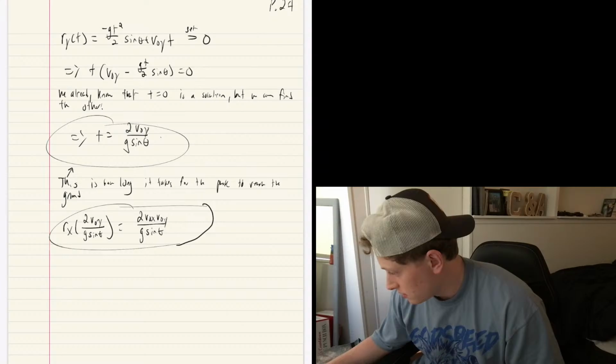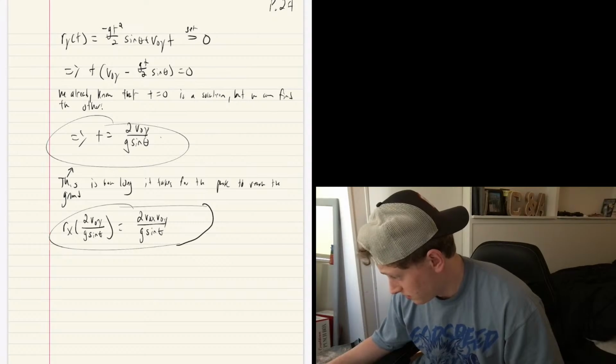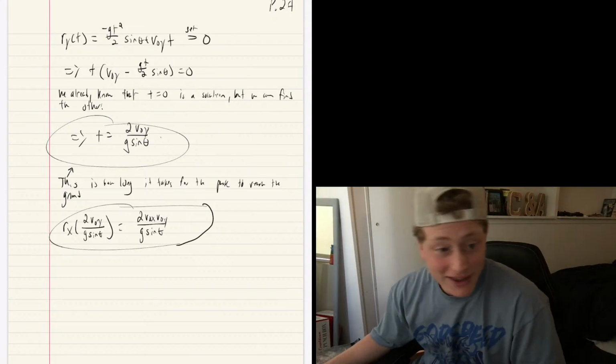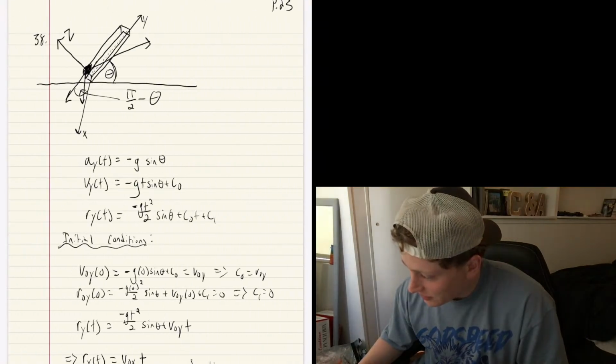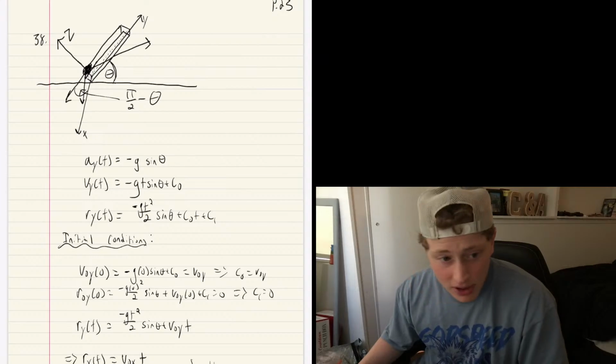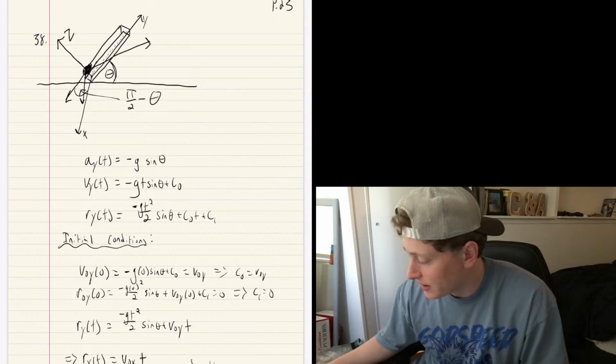Let's see. Oh, wow. Their picture's a lot different than mine. Why is their board like a trapezoid? Not trapezoid? Oh my god, I meant parallelogram.